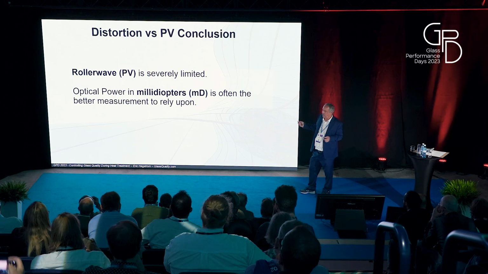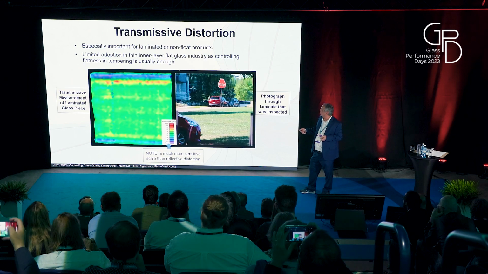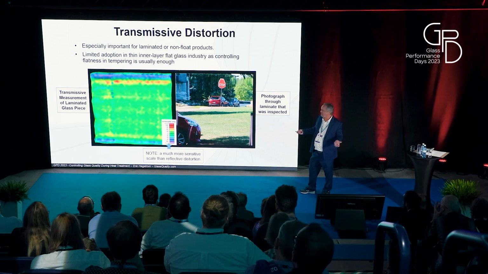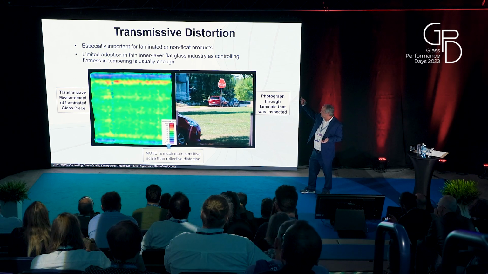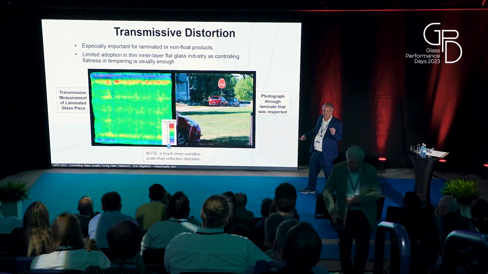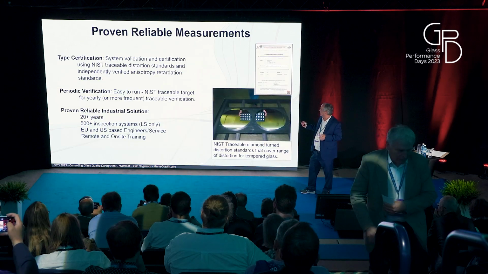So we get peak to valley severely limited. Millidiopters is often the better measurement to rely on. And then to throw something else into the mix, there's transmissive distortion. I just put this in here, but typically, if this is looking through the part instead of looking at reflection, but typically if you control flatness and tempering and are using a thin inner layer, this isn't a problem.